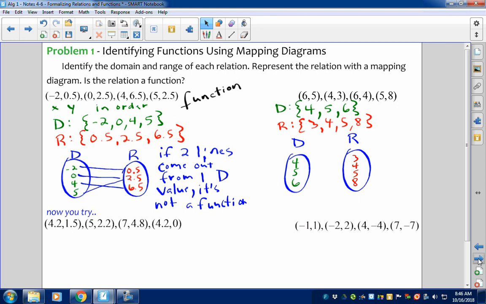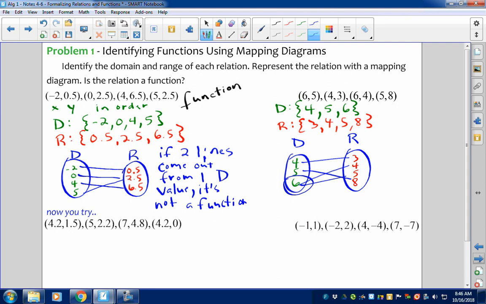And then we start connecting them up, going back to the original. 6 goes with 5. 6 goes with 5. 4 goes with 3. 6 also goes with 4. And 5 goes with 8. Here's what I mean by 2 lines coming out from one D.